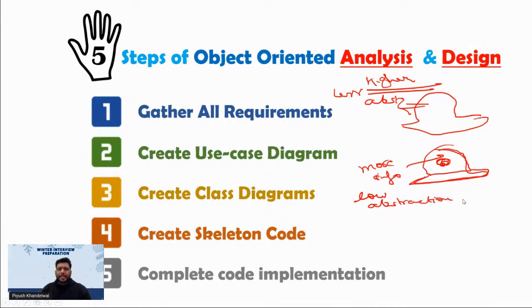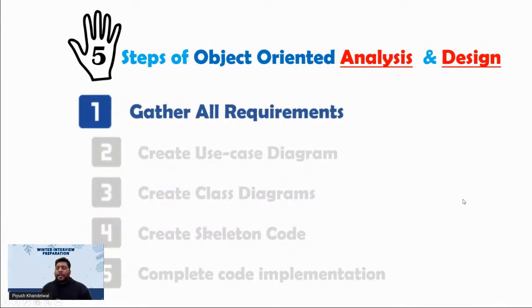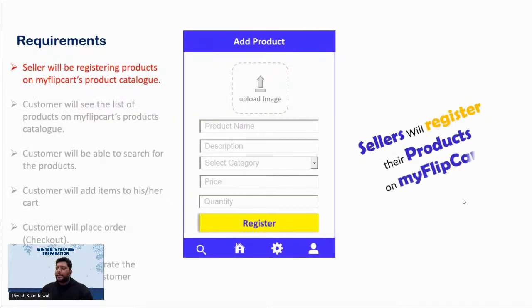Okay. Thank you guys. Thank you very much. Now we will see how the requirements will be gathered in an e-commerce application. तो अगर मेरे को एक e-commerce application बनाना है, how will we take the requirements, right? So see, this e-commerce application first requirement would be the sellers will register their products on my Flipkart product catalog. So I will have a product catalog and sellers will be able to register their products.